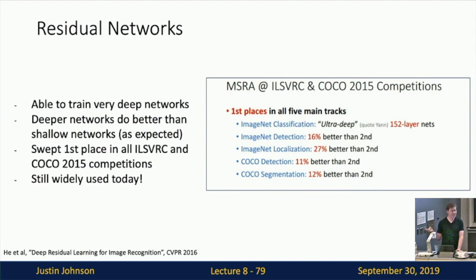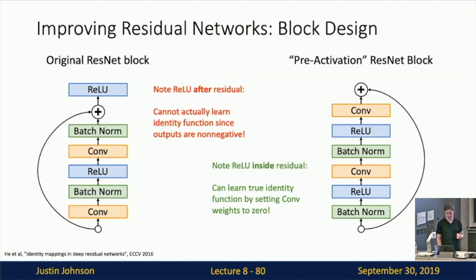The main thing that they did was take existing methods for all these different tasks and just swap in their 152-layer residual network. And in doing so, they just crushed everyone that year. So this was a very big deal. It got everyone to wake up and pay attention. And from that time forward, residual networks became a baseline that is really widely used, even still to this day, for a wide variety of different tasks in computer vision.